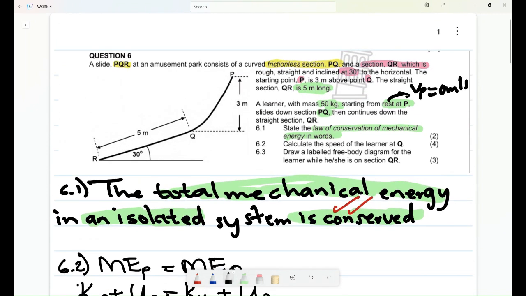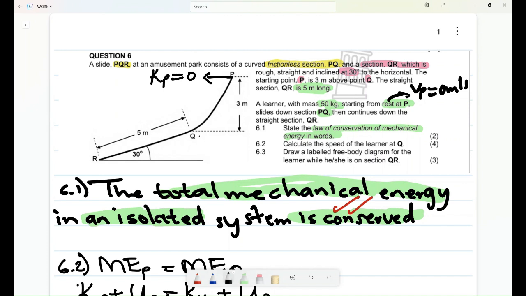Kinetic energy at P is 0. Why? Because substituting into this formula, half mv squared, my v at P will be 0 and everything multiplied by 0 is 0. We agree? Yes.